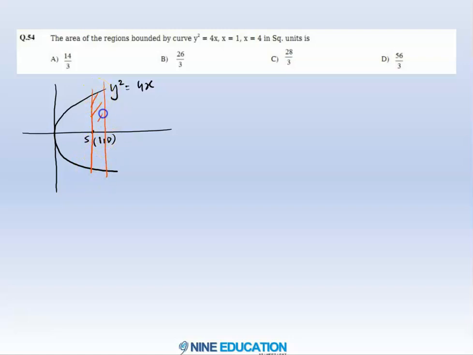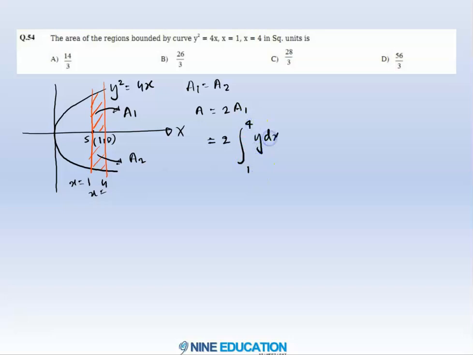So this total area is required to be calculated, but since this graph is symmetrical about the x-axis, the top area A1 will be the same as this bottom area A2. Since A1 and A2 are the same, the total required area A will be 2 times A1. To find A1, we can integrate from 1 to 4, because these lines are x is equal to 1 and x is equal to 4. So from 1 to 4, if we integrate y dx, we'll get the answer.